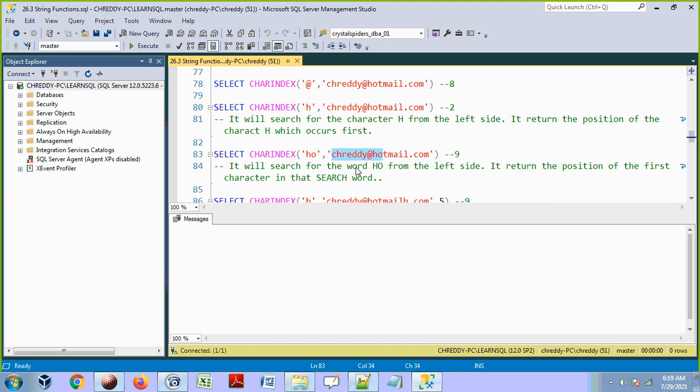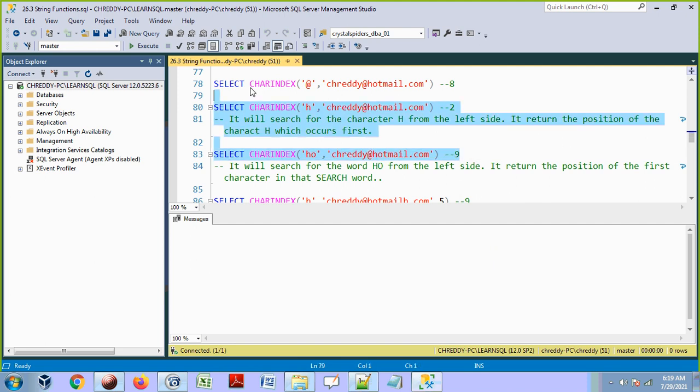Yes, it is found out here. So finally, it is found the HO over here. Then it will return the position of the first character in this search word. In this HO, what is the first character? H. And what is the position of this H? Let's count here, guys. 1, 2, 3, 4, 5, 6, 7, 8, 9. So 9 is the position of this H. So it will return 9.